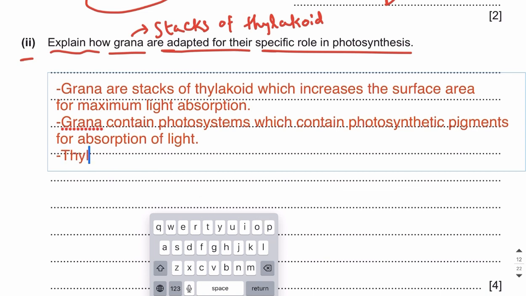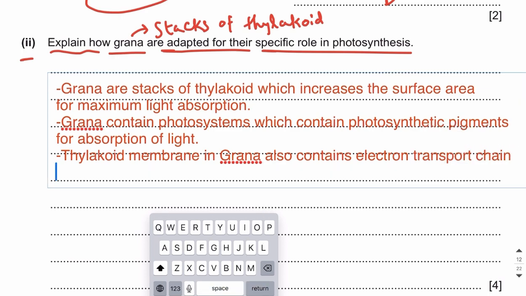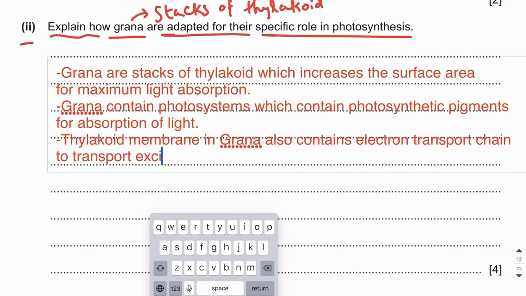Thylakoid membranes in the grana also contain the electron transport chain, or ETC, to transport excited electrons, right?